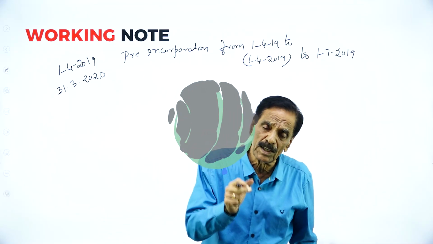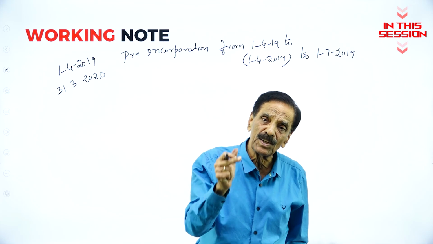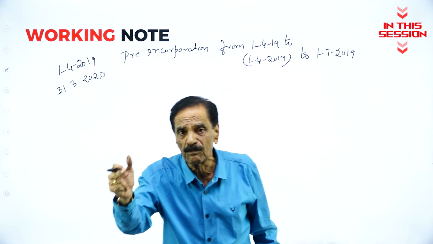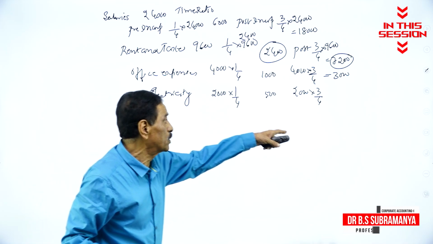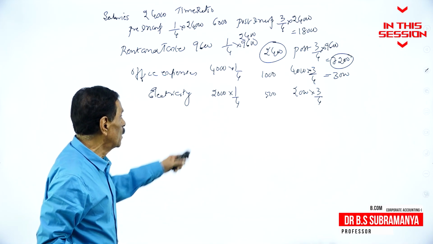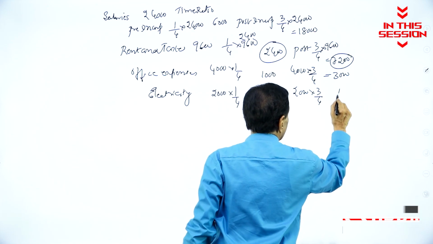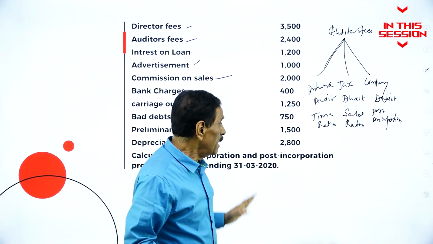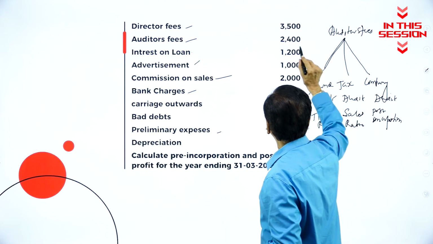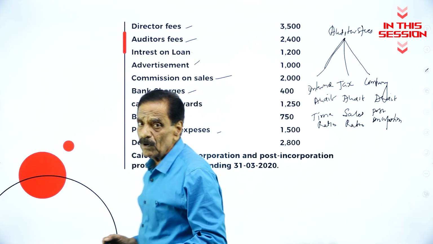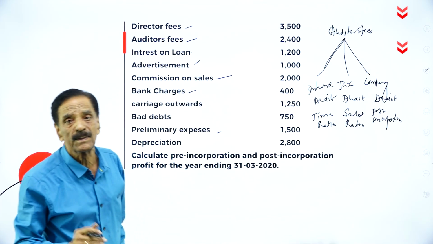The year that starts from January to December is called the calendar year. The year that starts from April to March is called the financial year. 4,000: 1 by 4 is 1,000, 3 by 4 is 3,000; 2,000: 1 by 4 is 500, 3 by 4 is 1,500. Here, auditor fees is not mentioned as combined. So, as a student, you consider it as an internal audit and go with the time ratio.